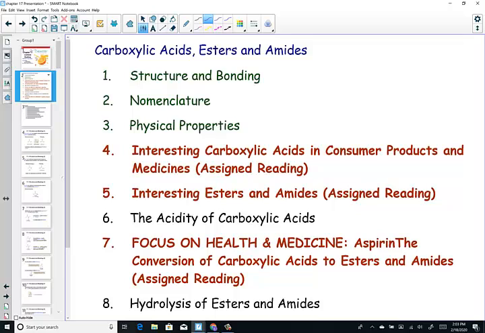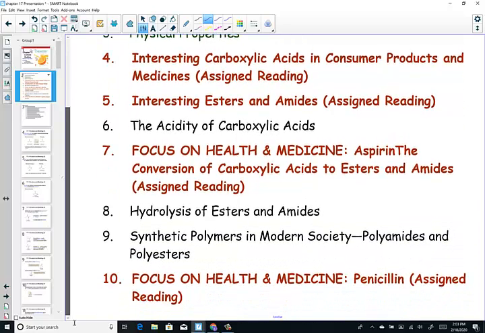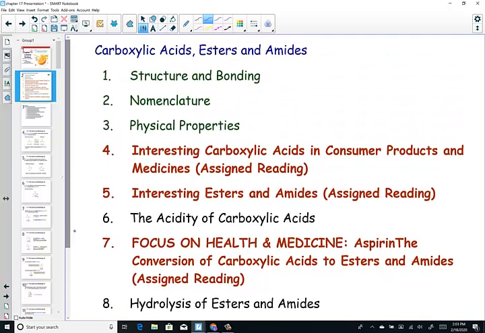We practice nomenclature and physical properties. We have highlighted in red some assigned reading sections from your note pack. Interesting carboxylic acids in consumer products and medicines, interesting esters and amides, assigned reading, the focus on health in chapter 7 or section 7, and again down here specifically about penicillin in terms of applications of carboxylic acids, esters, and amides. We'll look at some pH chemistry with the acidity of carboxylic acids.